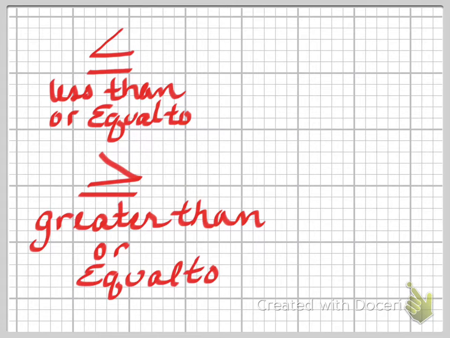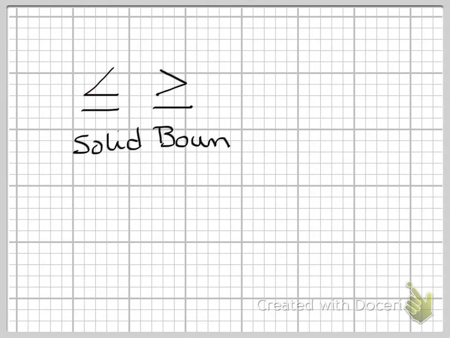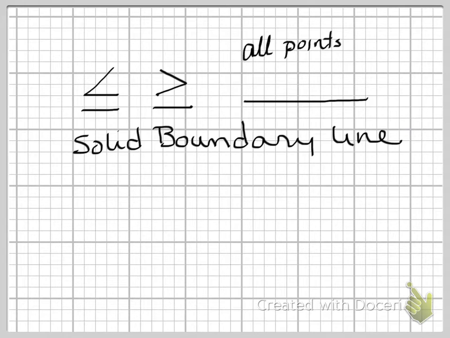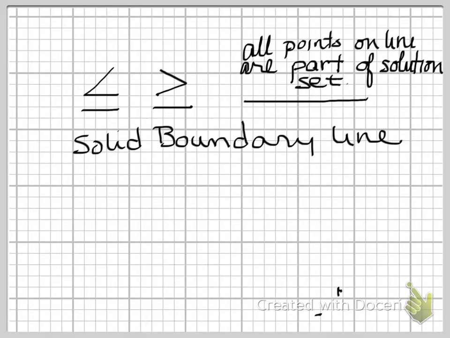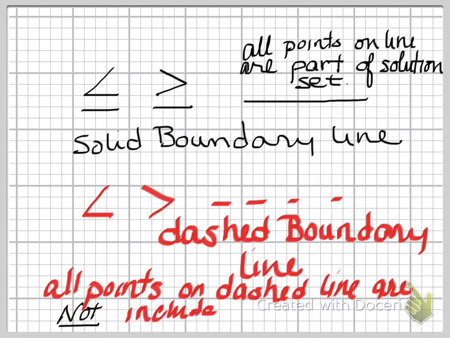We have less than or equal to or greater than or equal to symbols. That's how you would read those. We could also just have less than or greater than. When we have the less than or equal to or greater than or equal to, we use a solid boundary line. That's because all the points on the line are actually part of the solution set. If we do not have the equal to part, if it's just less than or greater than, we'll then use a dashed boundary line because all the points are not a part of the solution set. They're not included in the solution. It's very important.